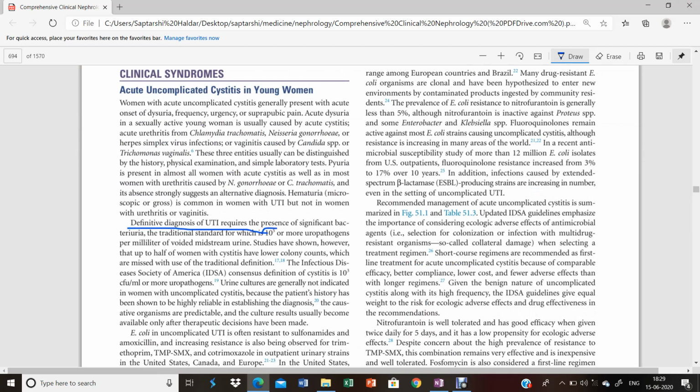Diagnosis of UTI: when there are organisms 10 to the 5 or more, we will diagnose the patient with acute uncomplicated cystitis. But in case of cystitis, the definition will include greater than 10 to the power 3 colony forming units per ml or more pathogens. Because if we define the UTI by 10 to the 5 or more pathogens, then we will miss some cases of cystitis. For detection of cystitis, we should lower our cutoff limit to greater than 10 to the 3 colony forming units per ml or more pathogens.